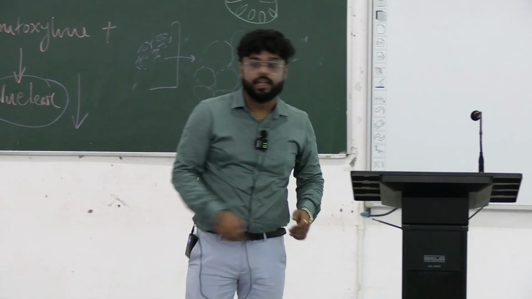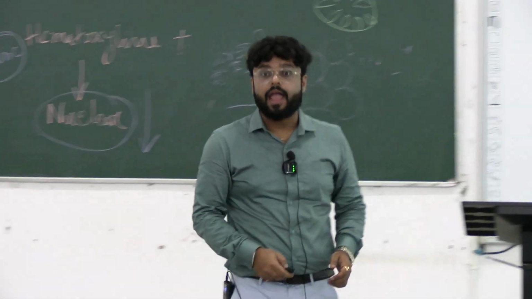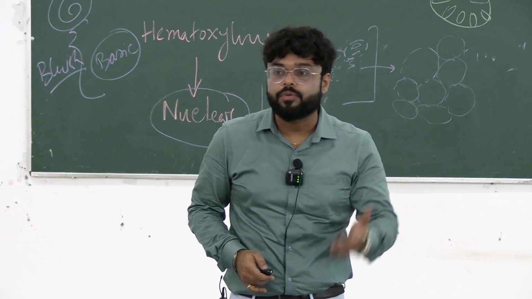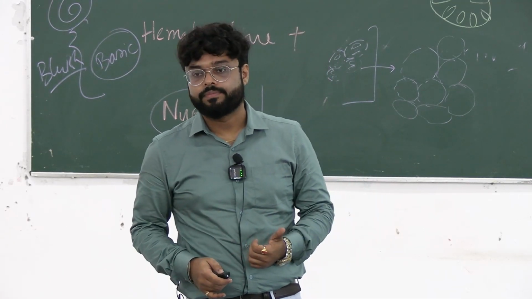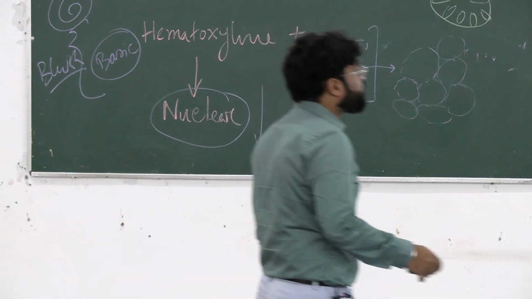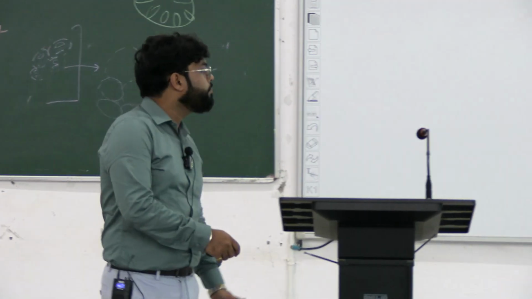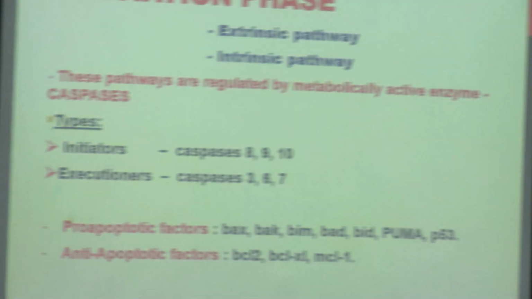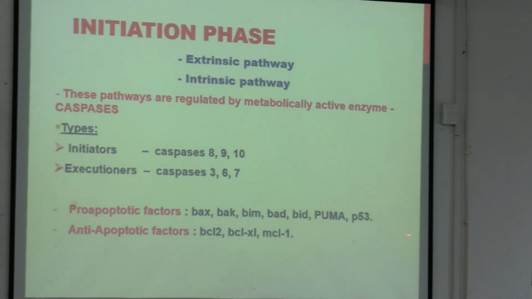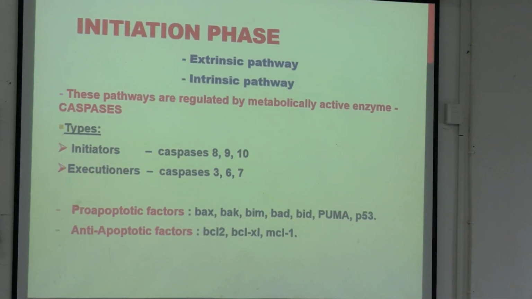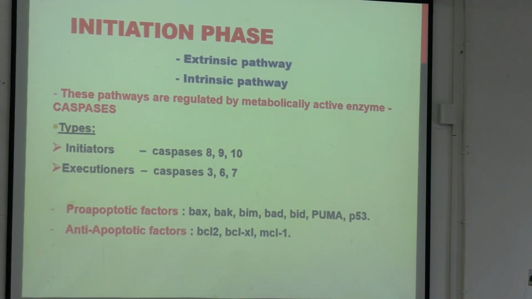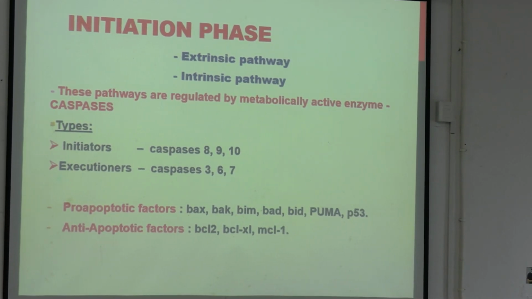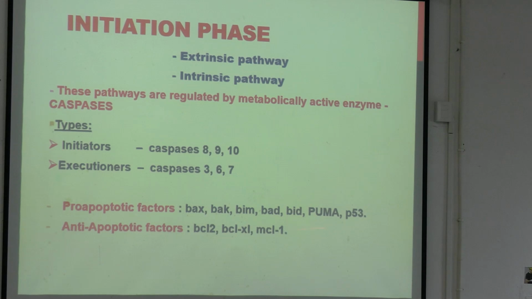So what are the examples of pro-apoptotic factors? These are mainly genes. Again, when I say factor, it denotes the genetic products, that is, the protein. Examples of pro-apoptotic factors are BAX, BAK, BIM, BID, PUMA, P53. P53 is known as the guardian of the genome. It's a very important gene. You will learn more later, when we come to neoplasia. These are all pro-apoptotic factors.